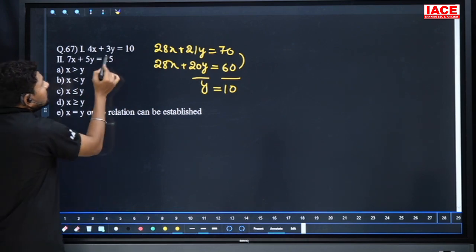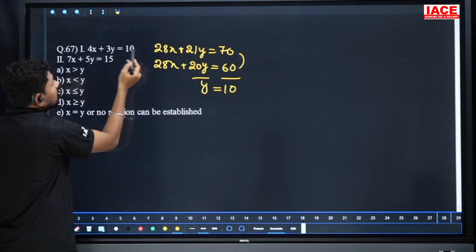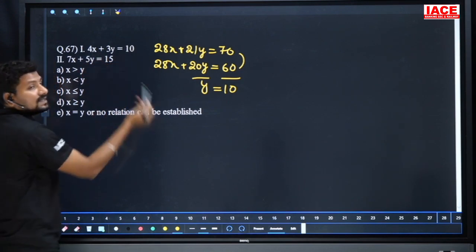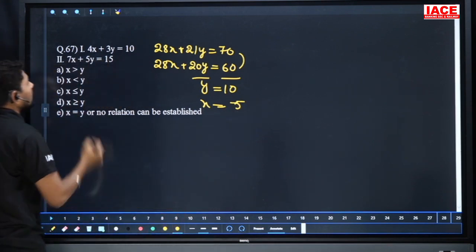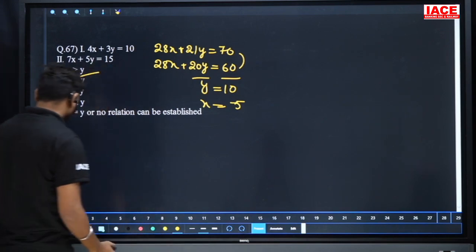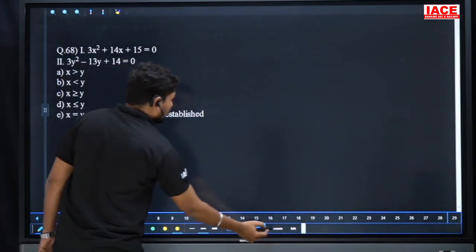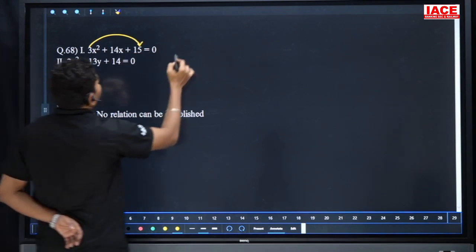Y is equal to 10, we can substitute and you will get the x value. So look, y is equal to 10 substituted, 30. 30 removed from 10 is minus 20. Minus 20 is divisible by 4, you will get x is equal to minus 5. When x value is negative and y value is positive, y value is bigger, then the option is B.